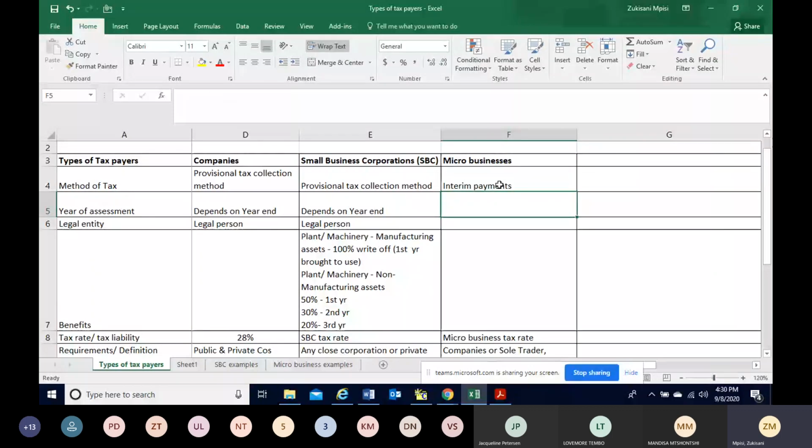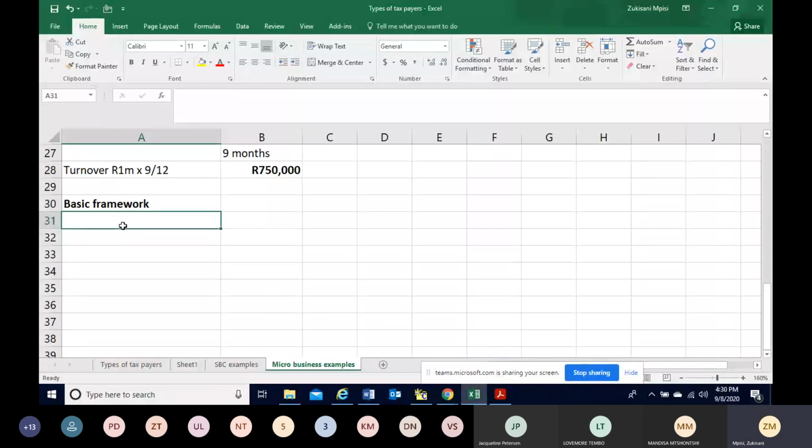So we have covered a qualifying turnover on page 45. They provide you a similar example of doing a qualifying turnover. So what I want us to quickly do is a question on page 46 on Blue Swallow. And this is going to help us now to apply a basic framework to calculate tax liability, which is called interim payments for a micro business. So we've got Blue Swallow CC. So let us quickly look at the question. So Blue Swallow CC is a registered micro business.